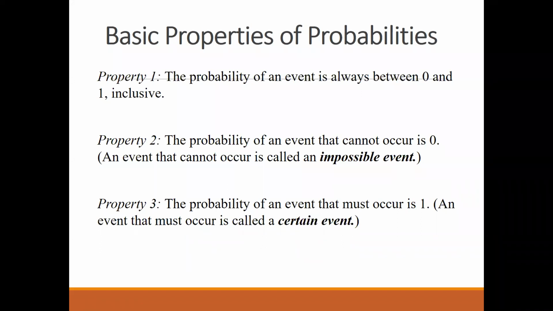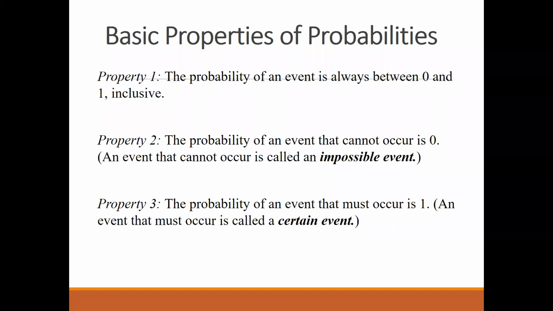The second property: the probability of an event that cannot occur is always 0, the event which is not possible. Let us take an example. If I roll a die and ask, what is the probability that a 7 will occur? Is there a chance of that event occurring? No, which is an impossible event. Clear? So in that case, it will be 0 by 6.